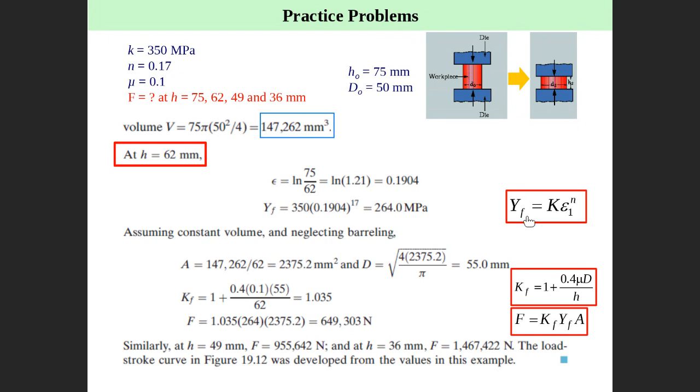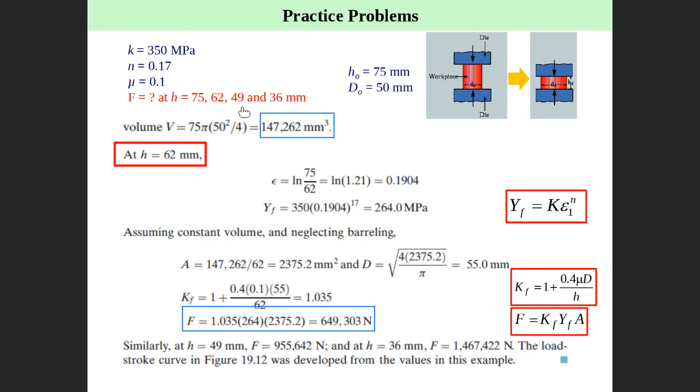Second one, Y flow equal to K epsilon to the power N. K we know, N we know, epsilon we don't know. Then epsilon equal to ln of 75, which is HO, divided by H, 62, then you get epsilon. Then you can apply, you get Y flow. Then you can apply here, then you can get the force. So force here can be obtained at 62. This is the force at 62.